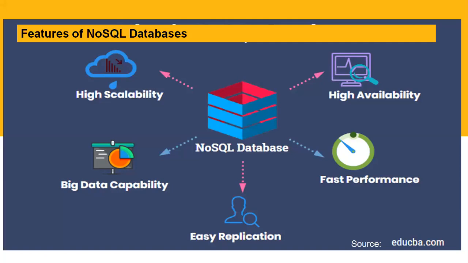High availability, because whenever data is scattered at different sites, it is distributed at different sites, it can be recoverable from all the other sites. Performance is fast because all the servers are processing parallelly. Data can be replicated at multiple sites very fast, easily and quickly. Big data capability is there to handle big data. These are the few features of NoSQL databases.